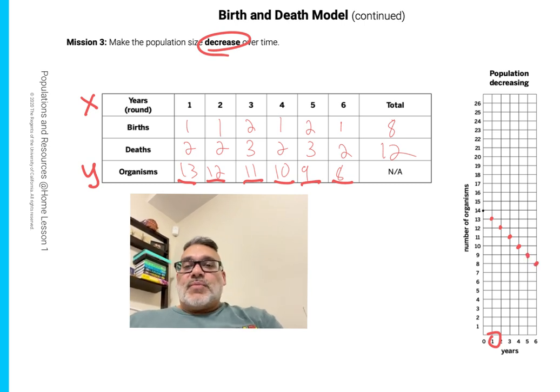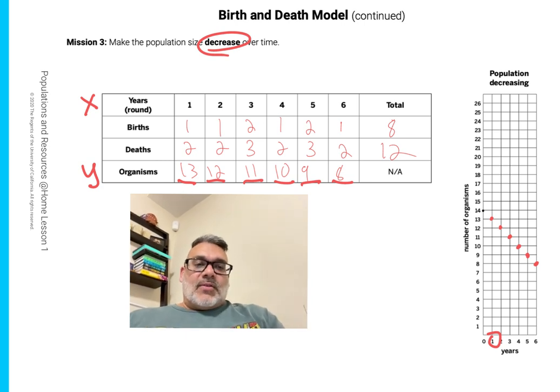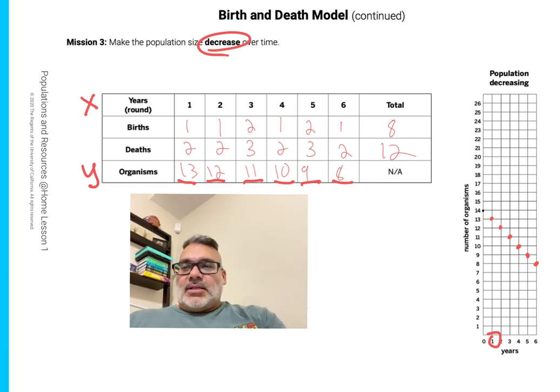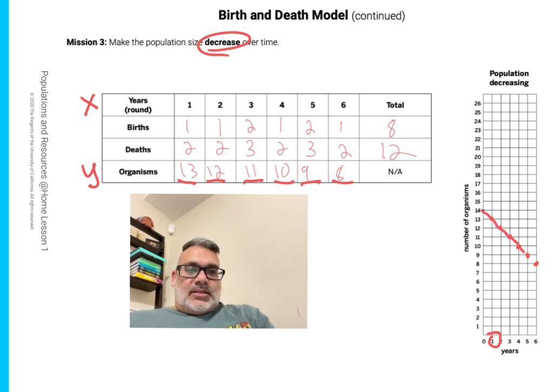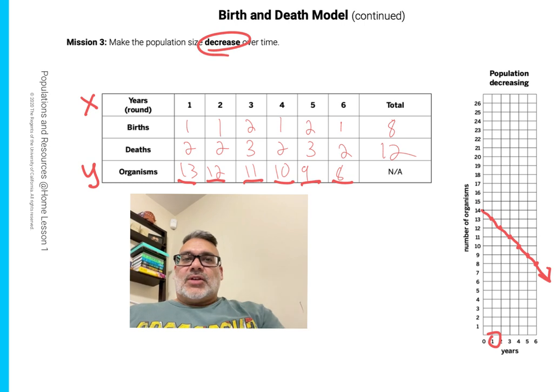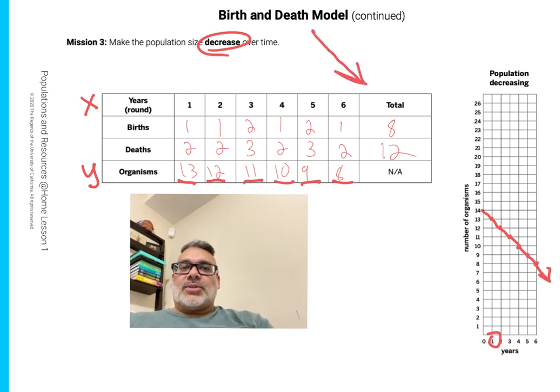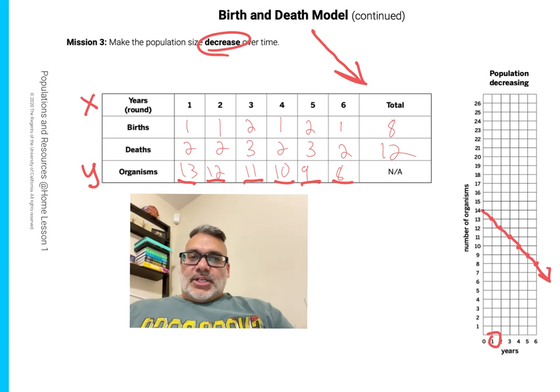Now your numbers could be a little bit different, and that's okay. Totally okay. So if I graph this, let's connect the dots. Oh, I did a bad job connecting those dots there. Connect the dots. And there we go. So we have this line going from left to right downward. So for decrease, you're going to see a line that goes that way, like that from left to right. That's what a decrease looks like. Okay.